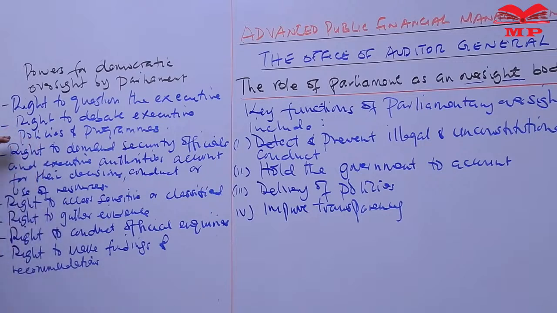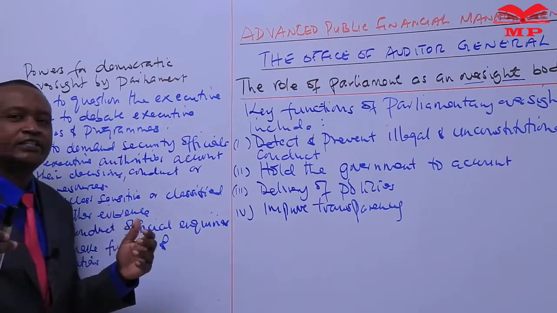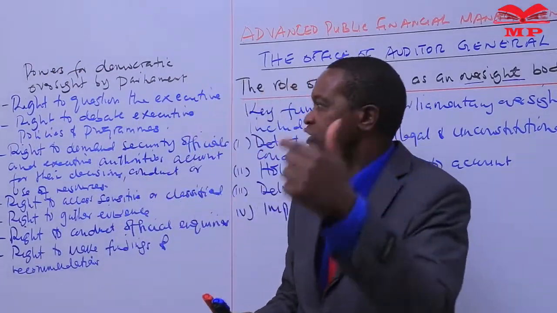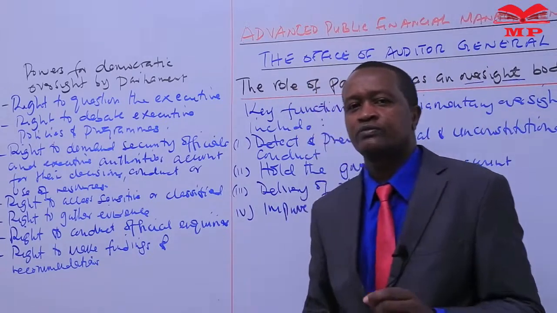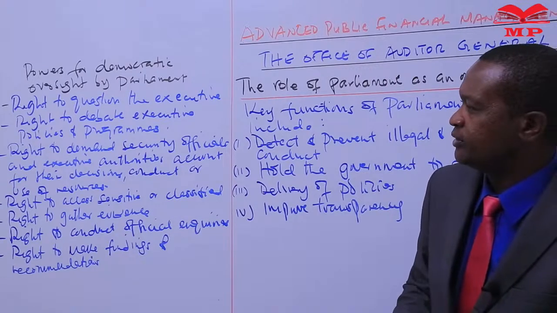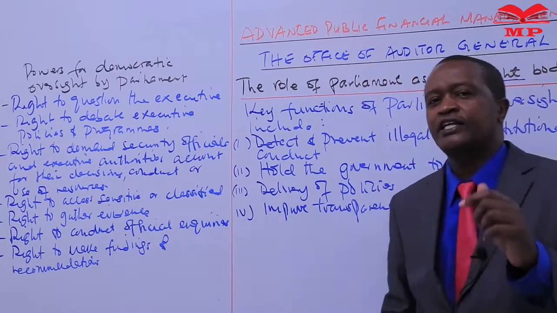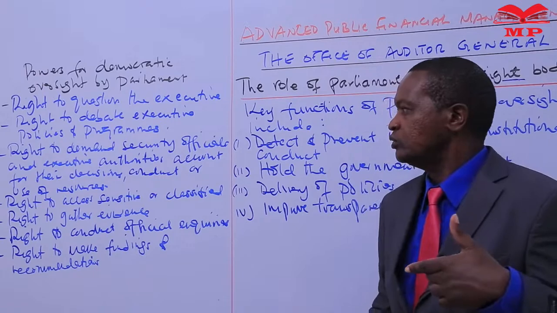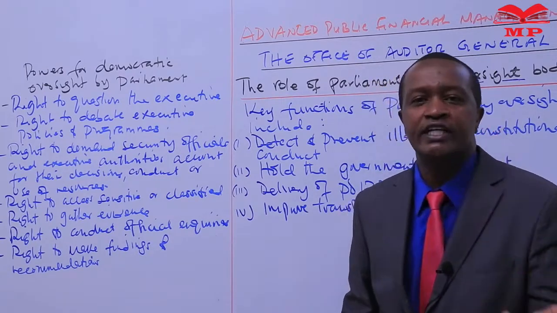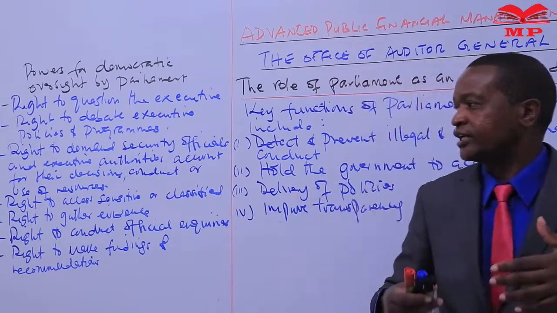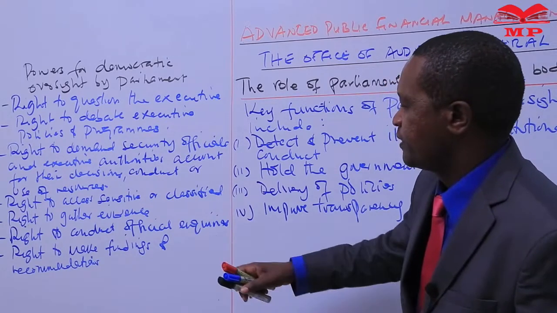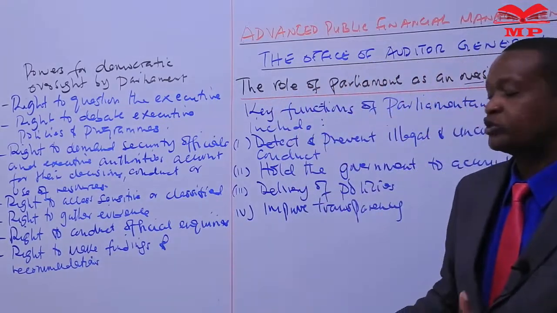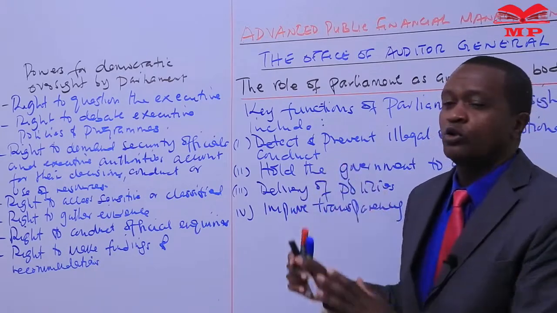Number two is the right to debate executive policies and programs, the right to demand that security officials and executive authorities account for decisions, conduct, and use of resources, and that has to be sometimes done under oath. We also say that the Parliament has a right to access sensitive or classified information, the right to also collect evidence, including visiting security institutions, the right to demand or initiate official inquiries, the right to make findings and also recommendations. So, candidates, these are the powers of democratic oversight.